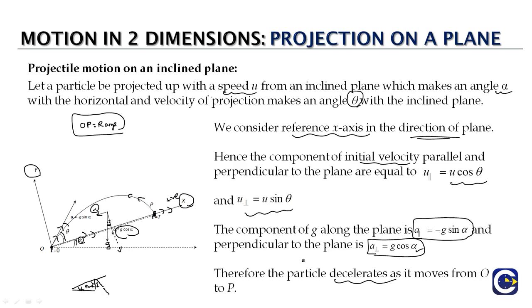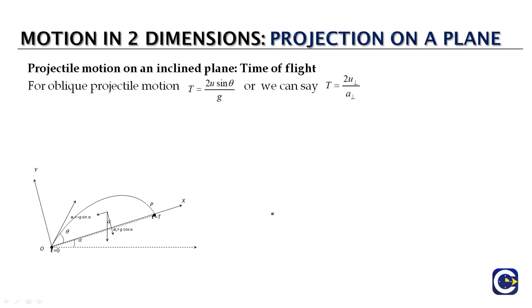Now the way we'll go about getting the derivations or results in the case of the inclined plane is by following the analogous results that we have in the case of the oblique projectile. Starting from the time of flight: in the case of an oblique projectile, the time of flight formula is 2u sin theta by g.